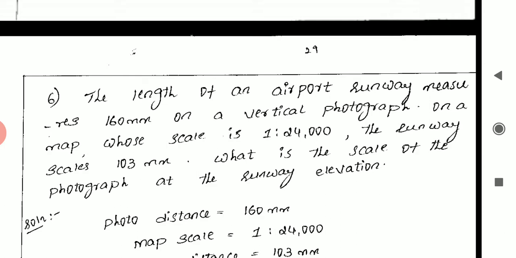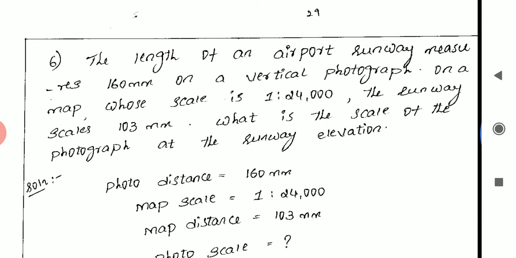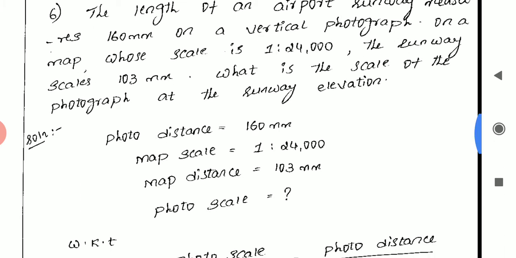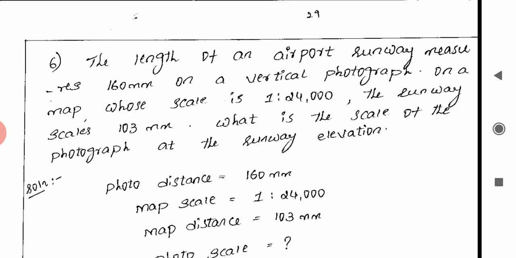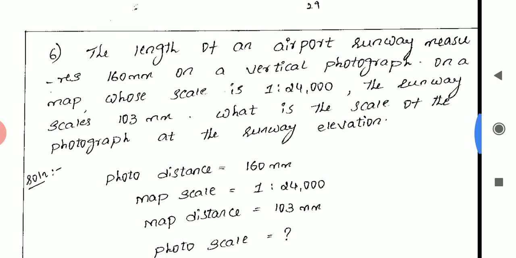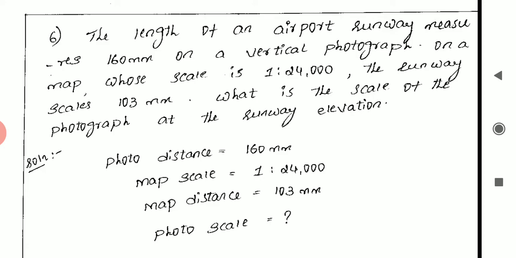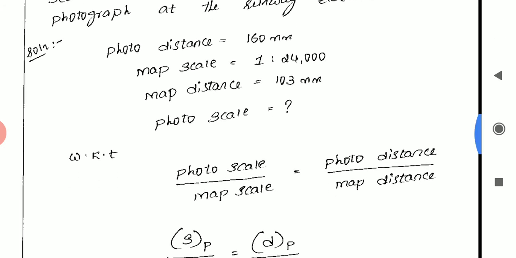Next problem: the length of an airport runway measures 160 mm on a vertical photograph. On a map whose scale is 1:24,000, the runway scales 103 mm. What is the scale of the photograph at the runway elevation? Okay, he mentioned the runway elevation scale. First he mentioned the photo distance, that is 160 mm. The map scale and map distance are mentioned. Only the photo scale he asked.